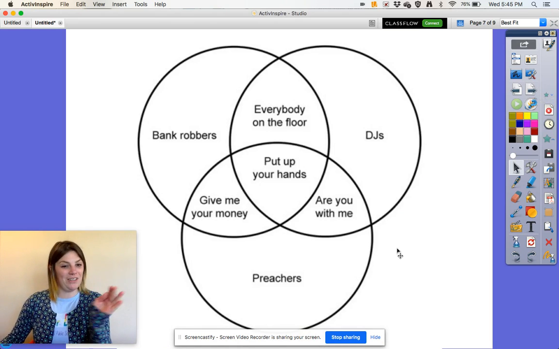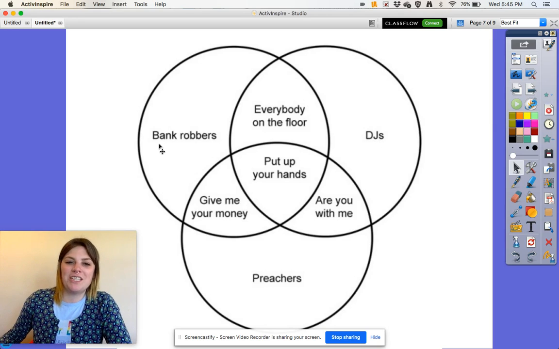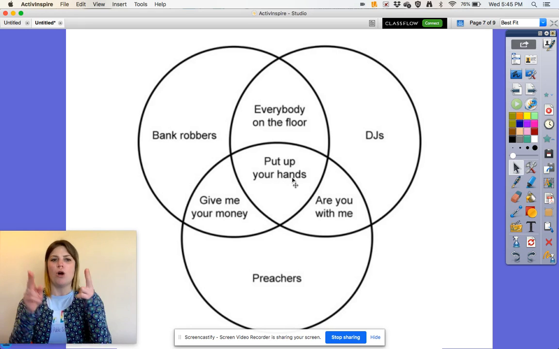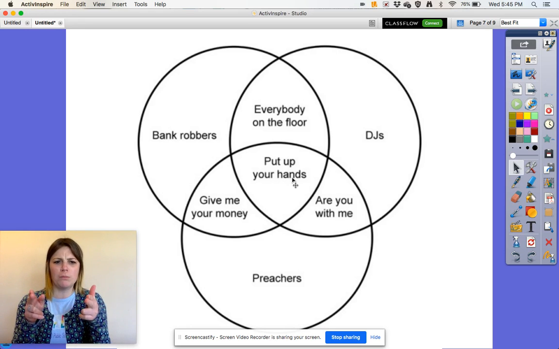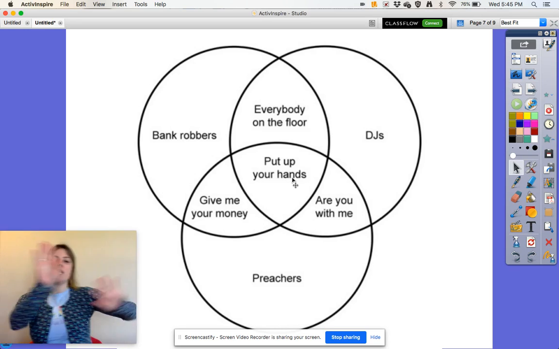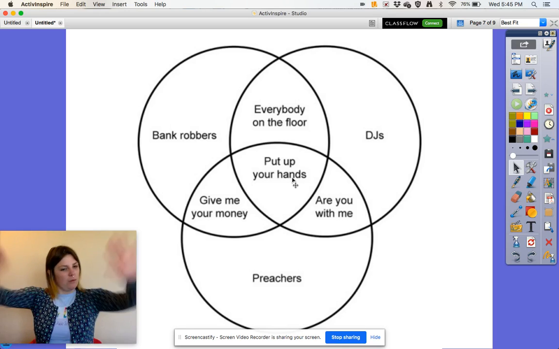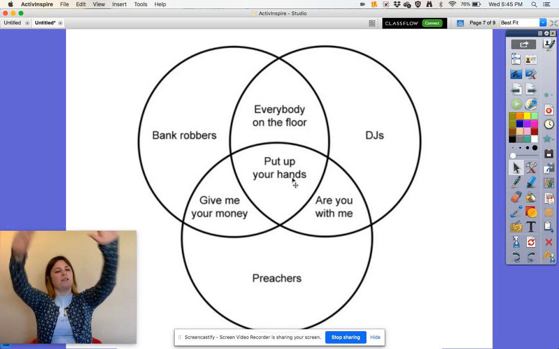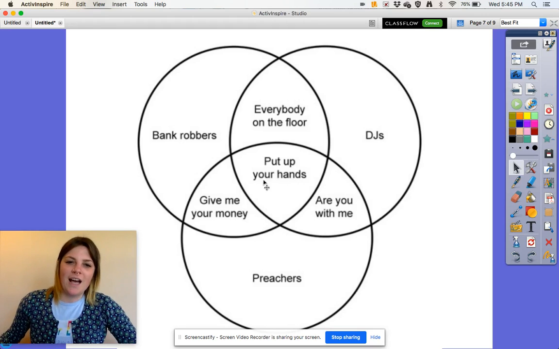Okay. I really like this one. It's about DJs, bank robbers, and preachers. And so bank robbers are like, put your hands up, put the money in the bag. And then DJs are like, put your hands up, put your hands up, put your hands up. And then preachers are like, put your hands to the sky. So I think that's kind of funny.